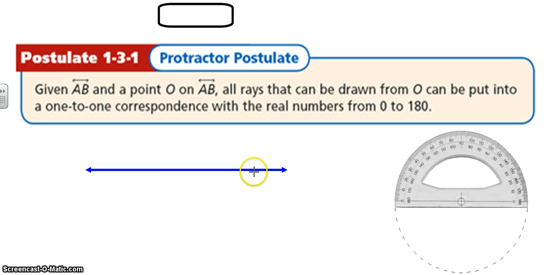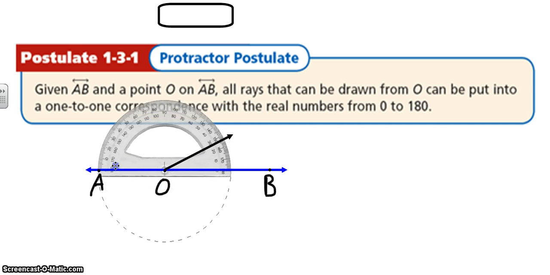So imagine we have this line, let's call this line AB, and I'll try to name it here. It's a little hard without my smart board, but we have line AB, and there's some point O on it. Let's just put a point O here. Okay, and if we draw a ray from that point any which way, let's say we draw this way. Okay, so there's a ray. We can find a correspondence from 0 to 180 degrees for that angle that's been formed using a protractor, right?